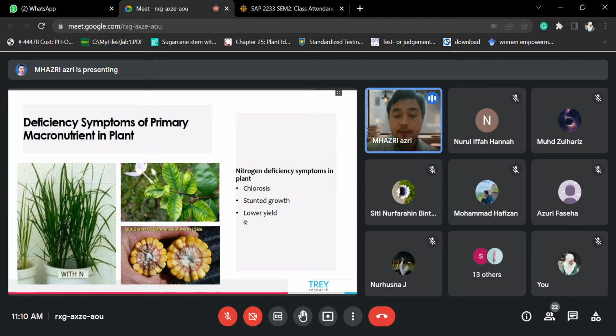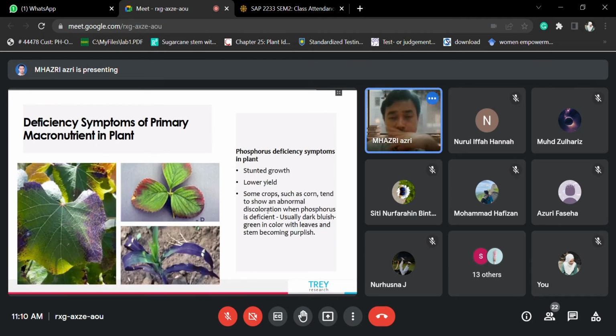Apart from that, insufficient nitrogen in plants will produce lower yields. For example, this is a kernel of maize. The right one is maize that received an adequate amount of nitrogen, and the other one, maize or corn, received a lower amount of nitrogen. So those are the symptoms of nitrogen deficiency in plants. We must relate these different symptoms with their physiological functions.